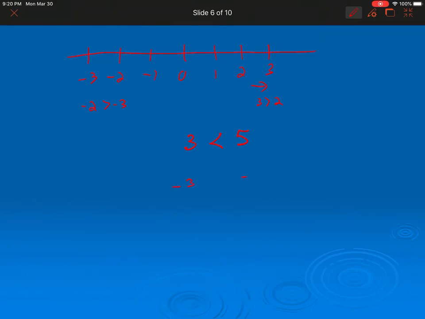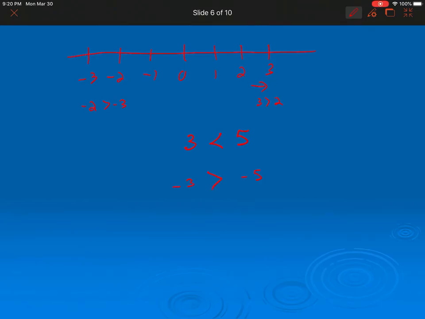If I multiply or divide by a negative here, watch what happens. I'm going to multiply both sides by negative 1. I get negative 3 and negative 5. And I'm not going to put an inequality in between there. I'm just going to think about what's happened here. I've multiplied both sides by negative 1. And now think about it in your brain. Which one's bigger, negative 3 or negative 5? Negative 3 is the bigger number.